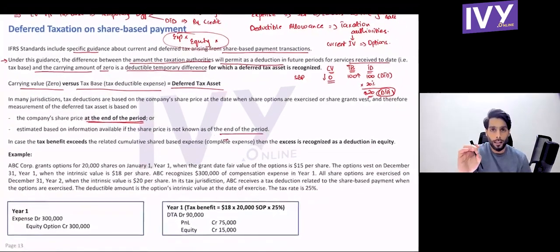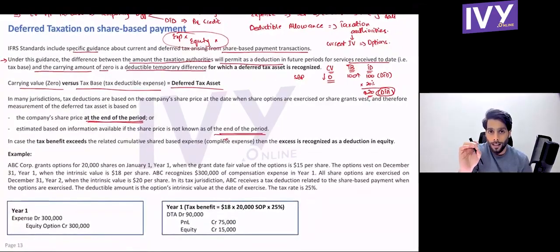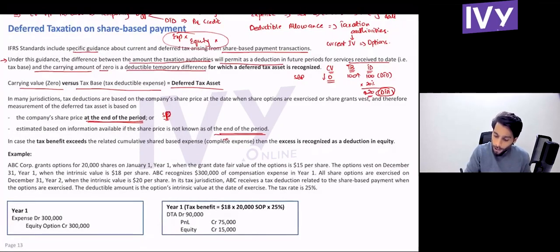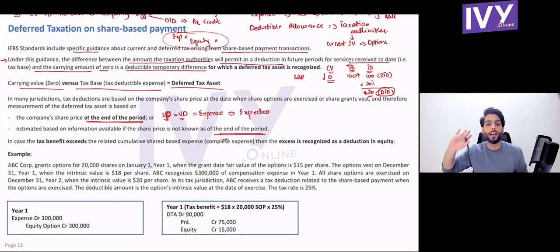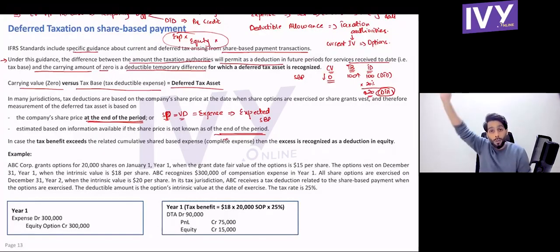So very commonly, taxation authorities ask us to estimate what the share price is going to be at the vest date, and they will allow us a deductible expense based on that expected share price. Now IFRS 2 says use fair value at grant date, but routinely almost all taxation authorities allow a deductible expense based on the expected share price, and that too at the vest date.